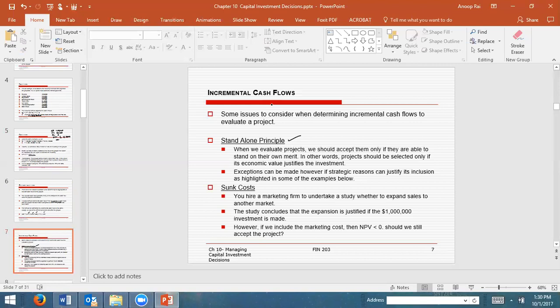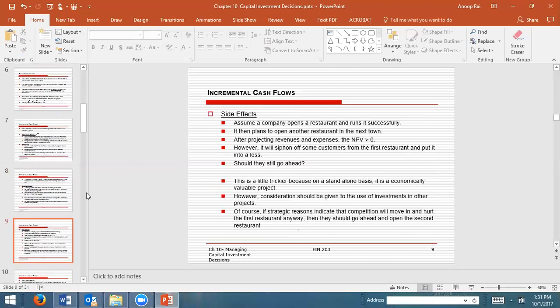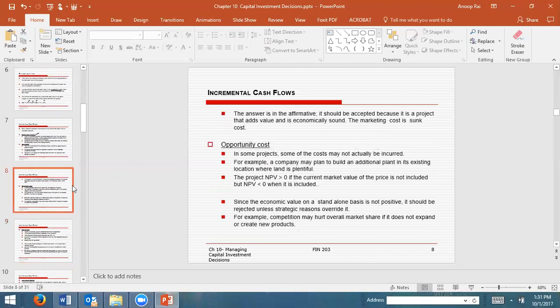So the question comes in is, should we accept the project? The answer 99% of the time is that yes, you should accept the project. The marketing cost is a sunk cost. You've already spent that, you're not going to recover that money under any circumstances. So based on that, for the most part, sunk costs are gone. So one thing to remember is not to include sunk costs into project evaluations at this point.